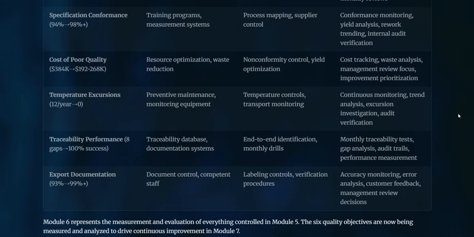Module 6 represents the measurement and evaluation of everything controlled in Module 5. The 6 quality objectives are now being measured and analyzed to drive continuous improvement in Module 7.